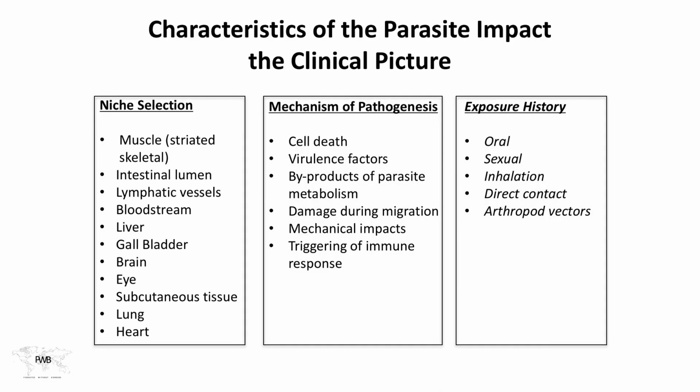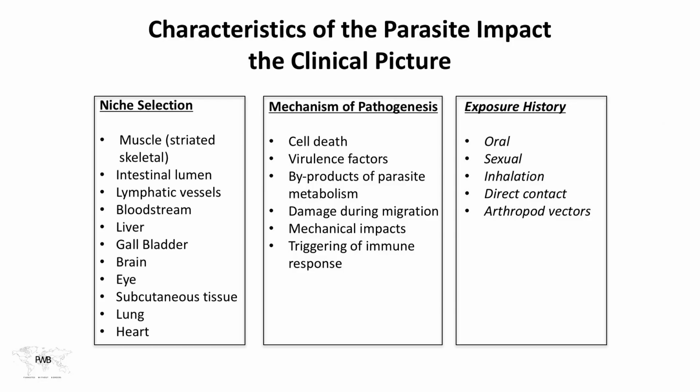Now, in addition to the mechanisms, I'm going to be jumping in and talking about how the characteristics of the parasite impact the clinical picture. And niche selection, whether or not it's heading to muscle, so striated, skeletal, intestinal lumen, lymphatics, bloodstream, liver, gallbladder, brain, eye, subcutaneous tissue, lung, or heart. The niche selection is going to impact what sort of clinical symptomatology we're going to see. Also, the mechanism of pathogenesis is going to impact what we see in the patient.